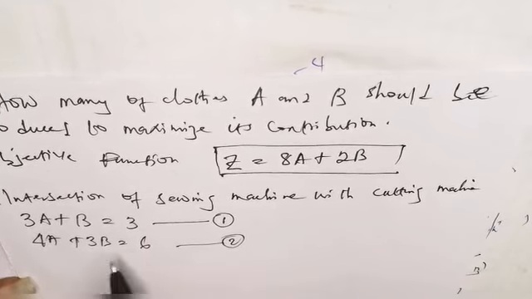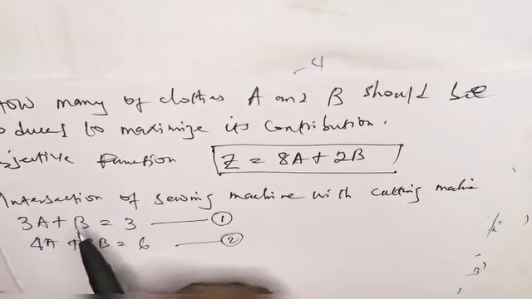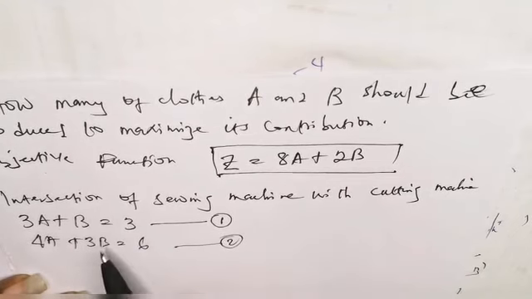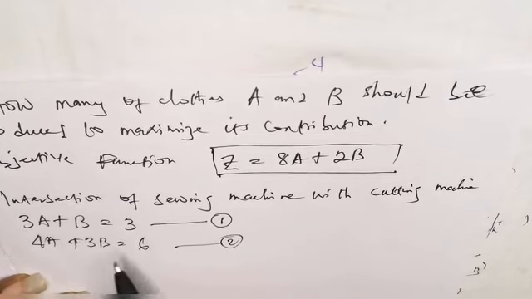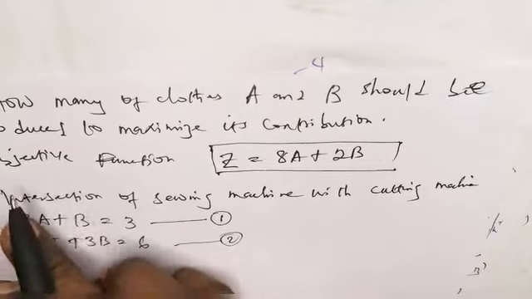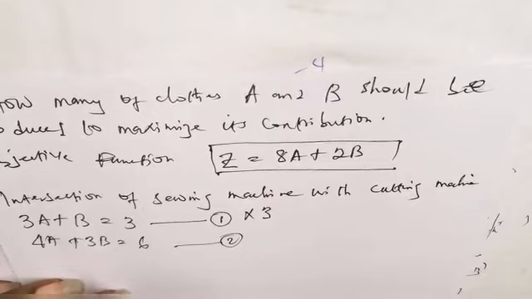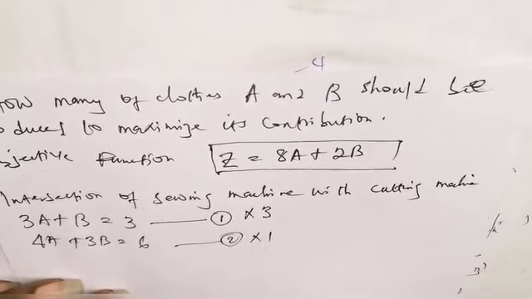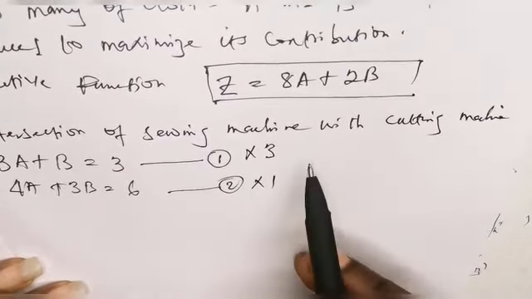The coefficient of B in equation 2 is 3, whereas the coefficient of B in equation 1 is just 1. So I will multiply equation 1 by the coefficient of B in equation 2, then multiply the whole of equation 2 by the coefficient of B in equation 1. Since the coefficient of B in equation 2 is 3, I'll multiply equation 1 by 3 because I want to eliminate B. And since the coefficient of B in equation 1 is 1, I'll multiply the whole of equation 2 by 1.